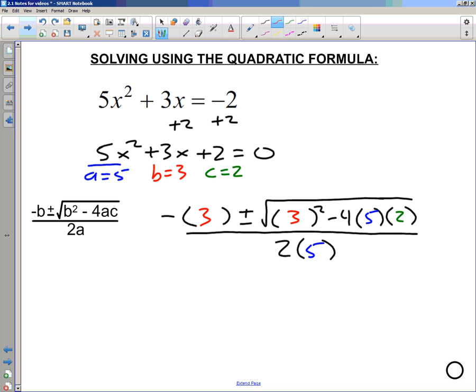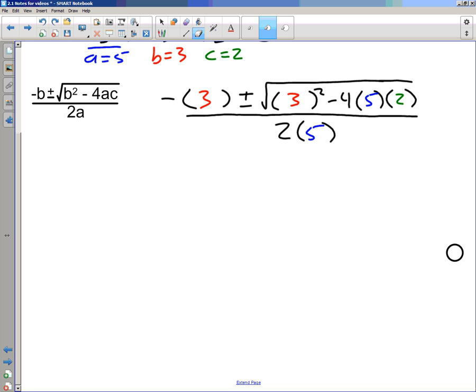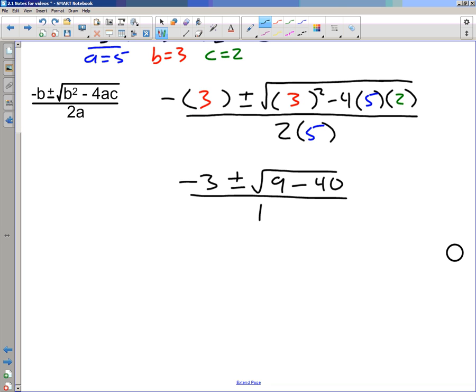Okie doke. Time to simplify. So we do have a -3 sitting out in front. 3 squared is 9. Let's look at the signs. I got a -4 times a positive times a positive. That's going to be a negative. Multiplying that out is going to give me a 40 inside of there. On the bottom, we have a positive 10. All right. It looks like we are going to have an imaginary answer here. 9 minus 40 is -31 all over 10.